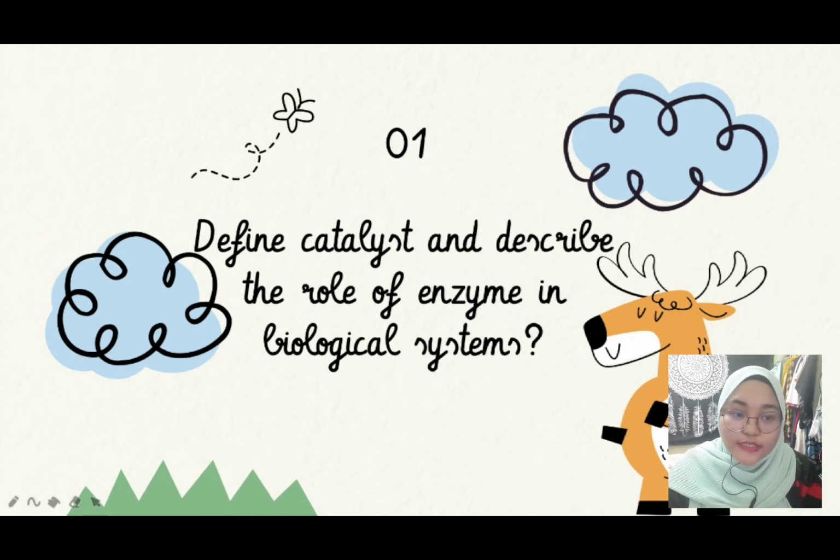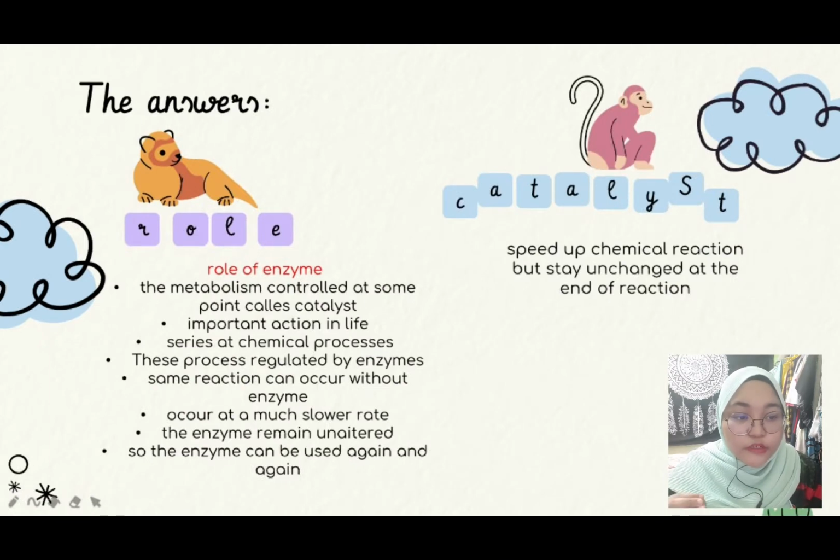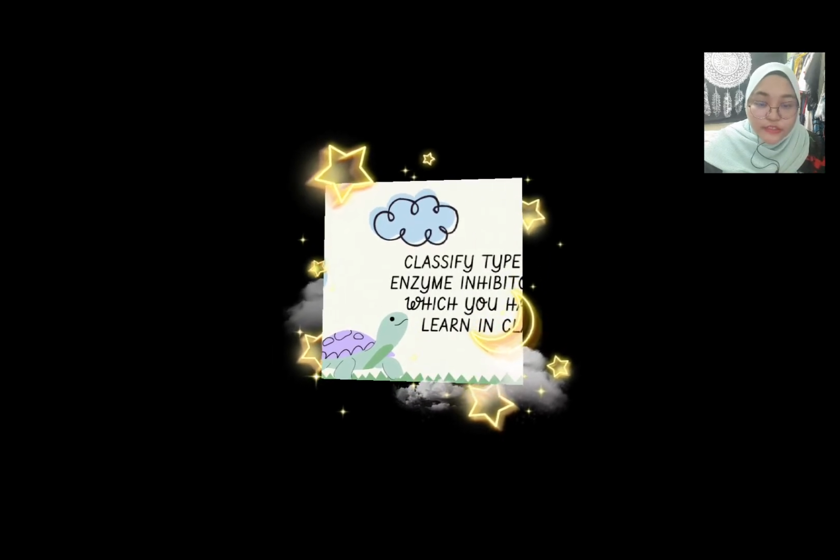So the first question is: define the catalyst and describe the role of enzyme in biological system. So the catalyst means speeding up a chemical reaction but staying unchanged at the end of the reaction. So we see the role of enzyme. Enzymes control metabolism, acting as catalysts, which is important in life, regulating chemical processes. The same reaction can occur without enzyme, but at a much slower rate, and the enzyme remains unaltered. So the enzyme can be used again and again. So for the next question, which is question 2.